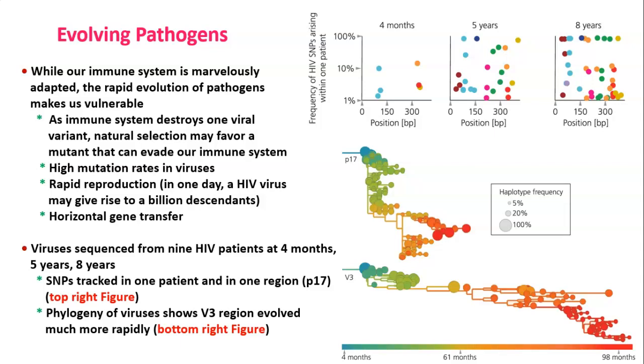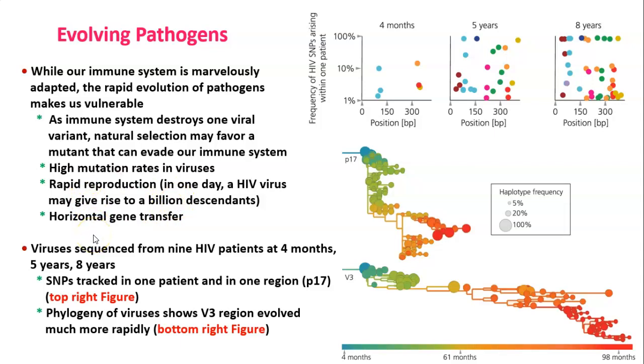So a case in point here, on the slide with the figures, involves viruses that were sequenced from 9 HIV patients at 4 months, at 5 years, and at 8 years to be able to get a temporal aspect of how the viruses are evolving within the patients.